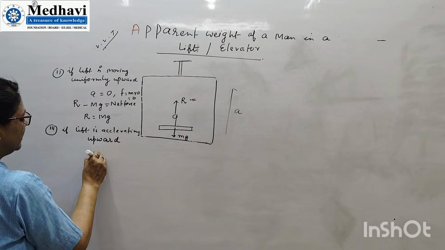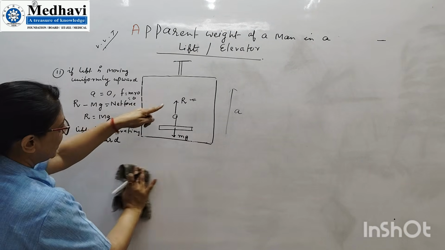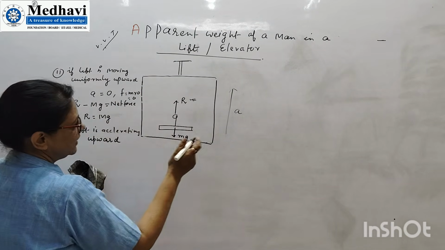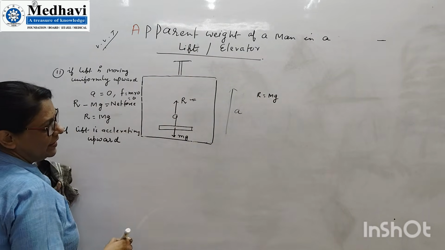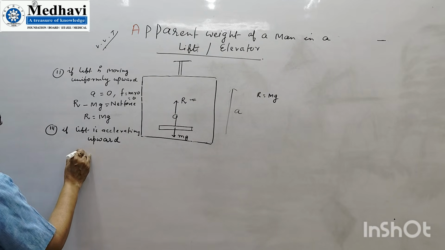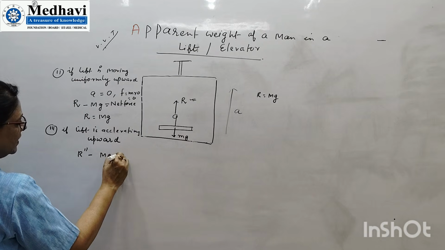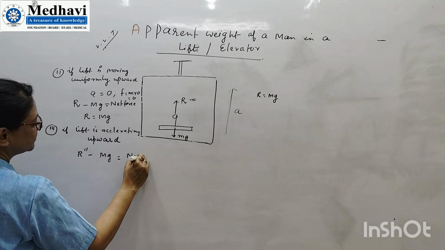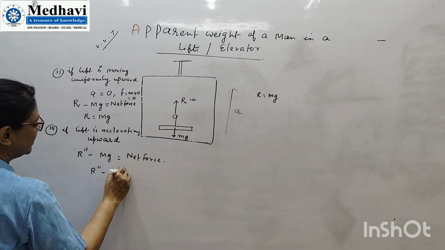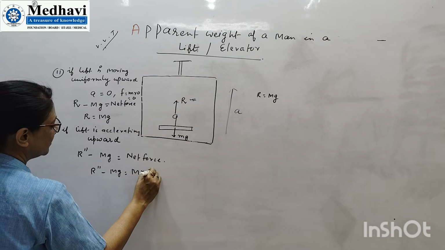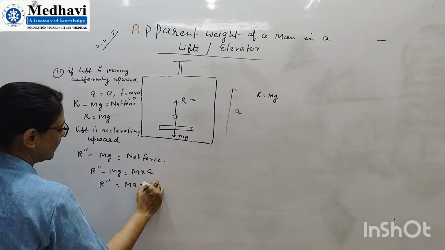So we can write the apparent weight as R double dash. We use a different symbol because R is the actual weight, R is equal to mg, which is normally shown by the weighing machine. But what it actually appears to be, that we have to find. So we can write R double dash minus mg is equal to net force. So R double dash minus mg is equal to m into a. So R double dash is equal to ma plus mg.